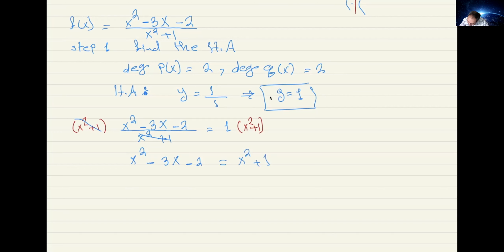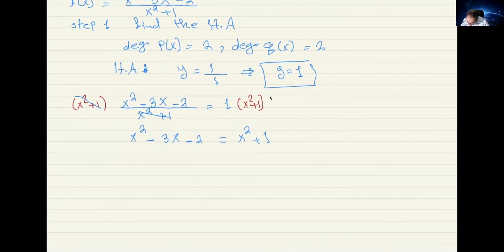All right, let's simplify this. I see x squared on both sides, so I can cancel by subtracting x squared. So I have negative 3x minus 2 equals 1. Okay, add 2 to both sides. So I have negative 3x equals 3, since the negative 2 is canceled out. Divide by negative 3, and I have x equals negative 1.